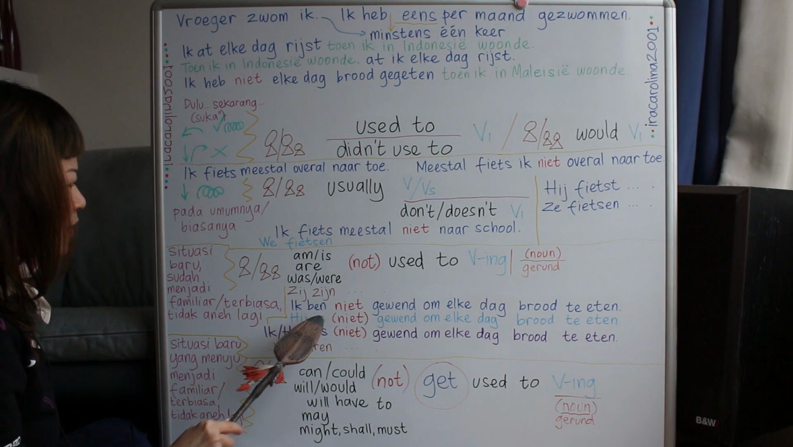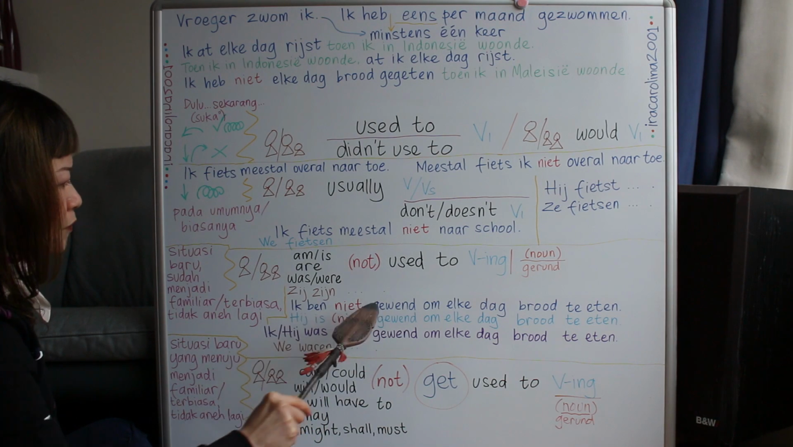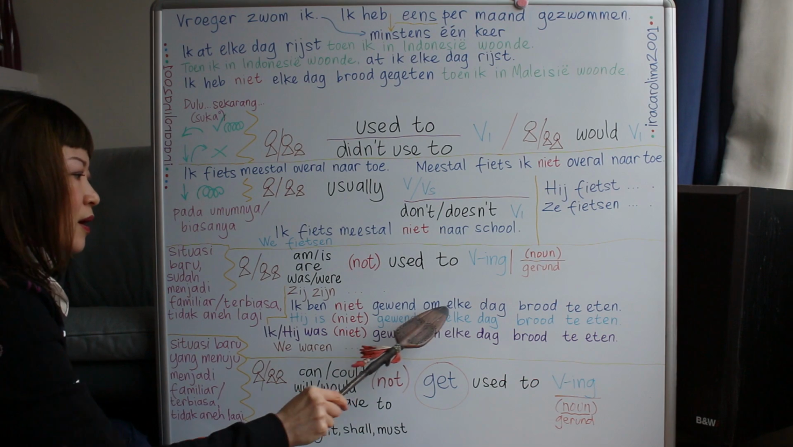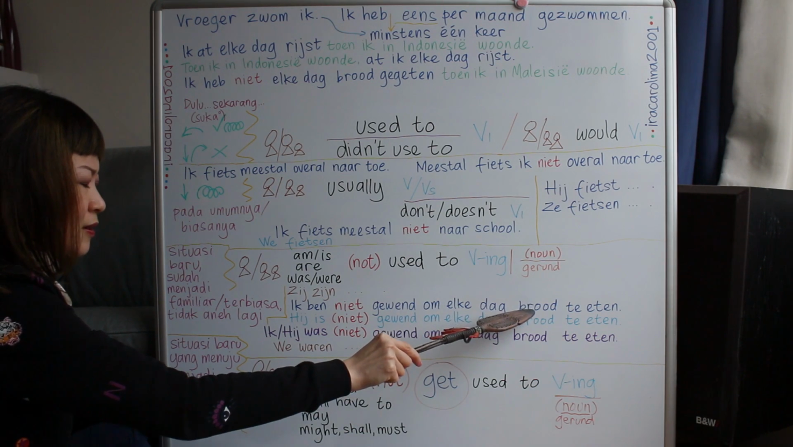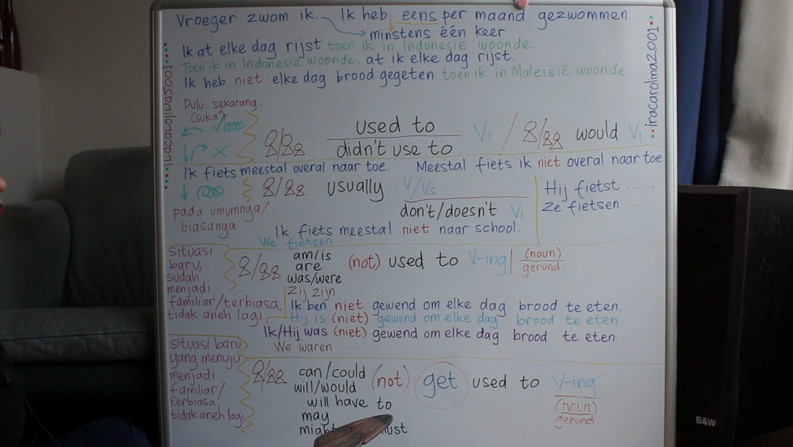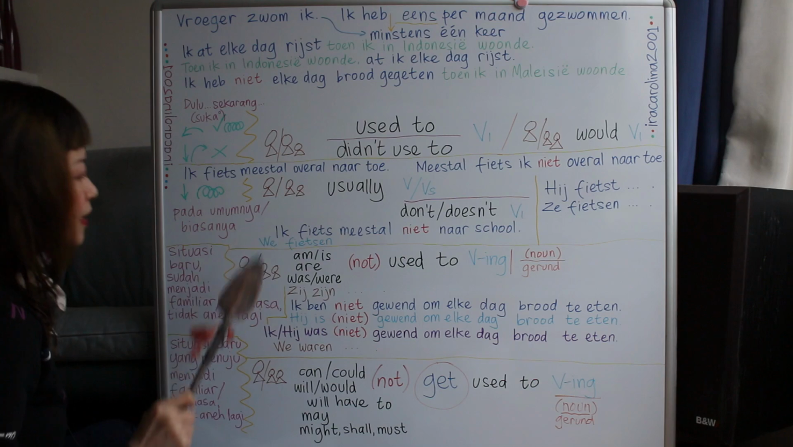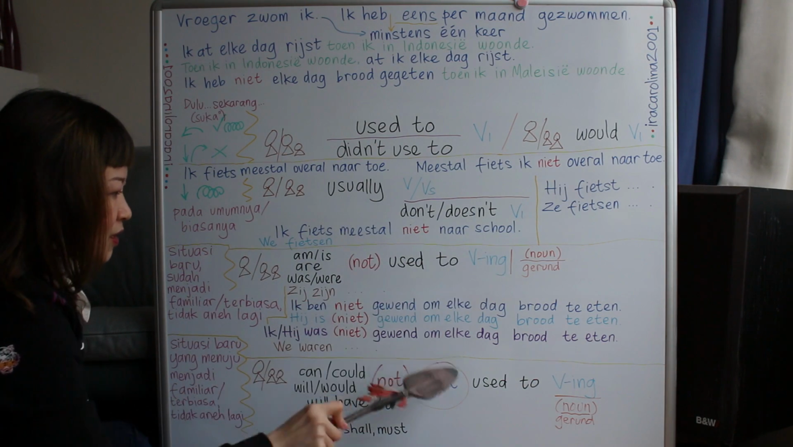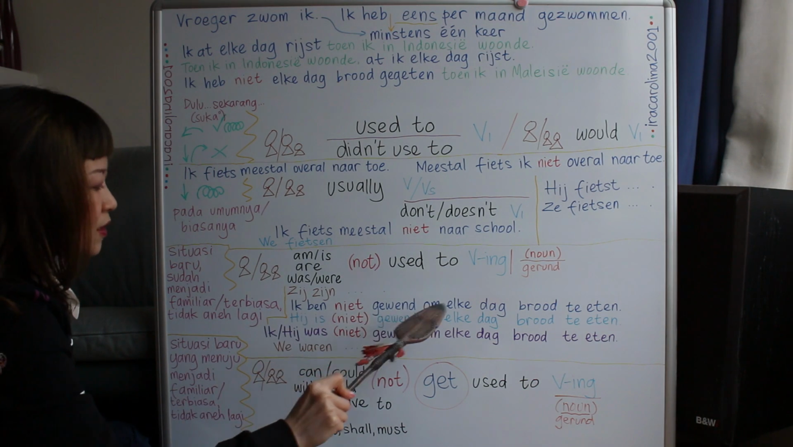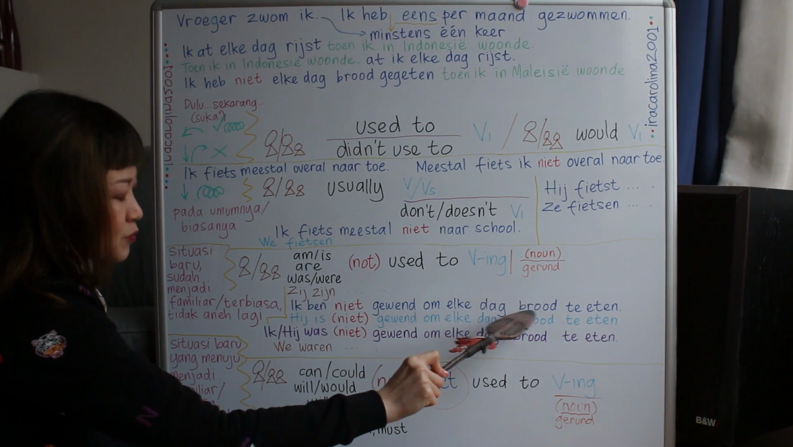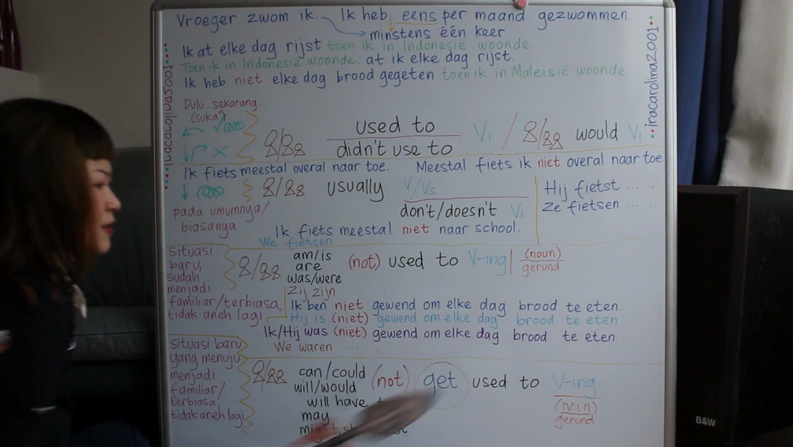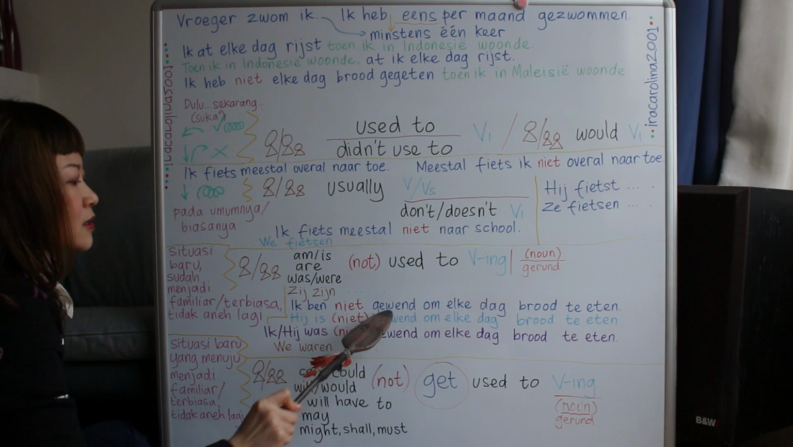Ik ben gewoon. I am used to everyday bread eating. Bottom line, I am used to eating bread every day. Ik ben gewend om elke dag brood te eten. This is it. This is used.